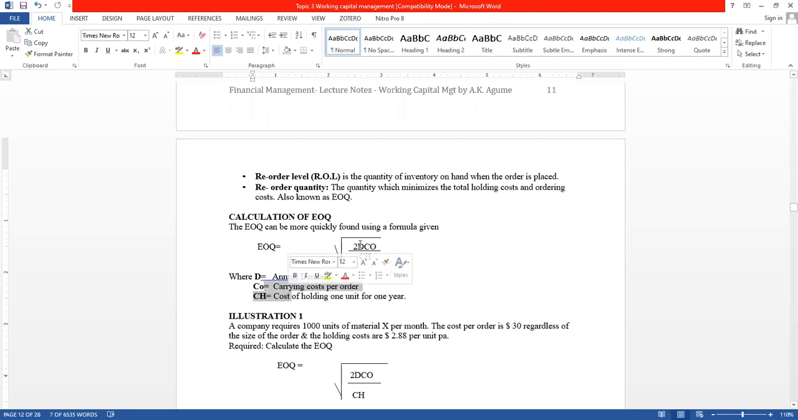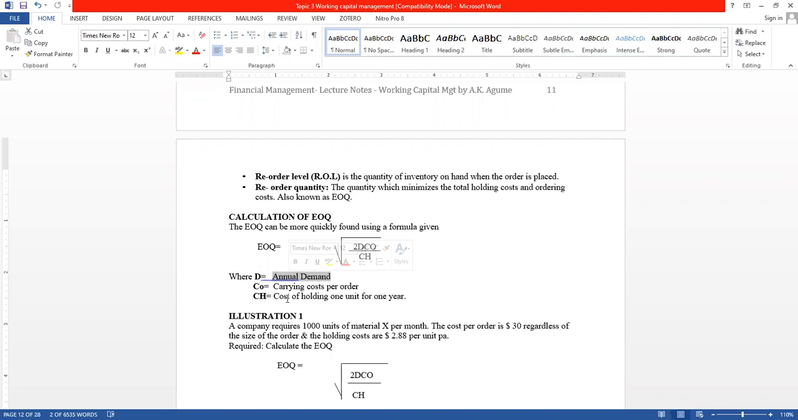And of course, because D is annual demand, you need to be keen on the demand that you've been given. In some cases, you might be given the monthly demand. If you are given the monthly demand, you need to multiply by 12 to get the annual demand. If you are given the daily demand, you need to multiply by 365, because we have 365 days in a year. If you are given weeks, you need to multiply by how many weeks in a year? 52. So that you can get your annual demand.